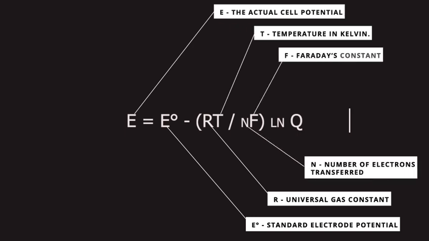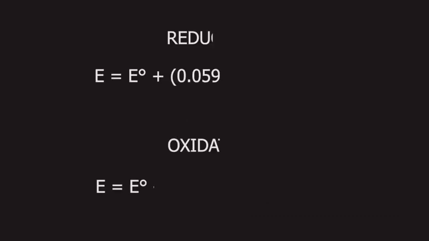F, Faraday's constant, approximately 96,485 coulombs per mole. Q, the reaction quotient, which represents the ratio of products to reactants.